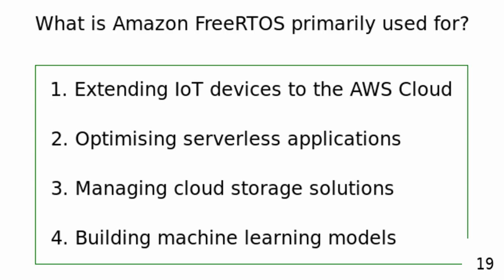What is Amazon FreeRTOS primarily used for? Extending IoT devices to the AWS cloud. Optimizing serverless applications. Managing cloud storage solutions. Building machine learning models.